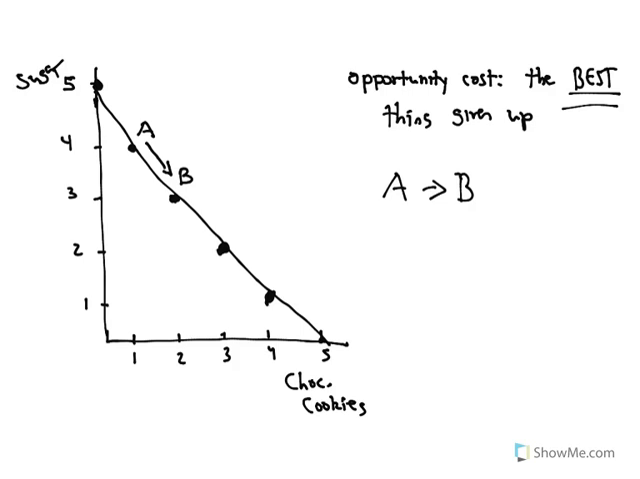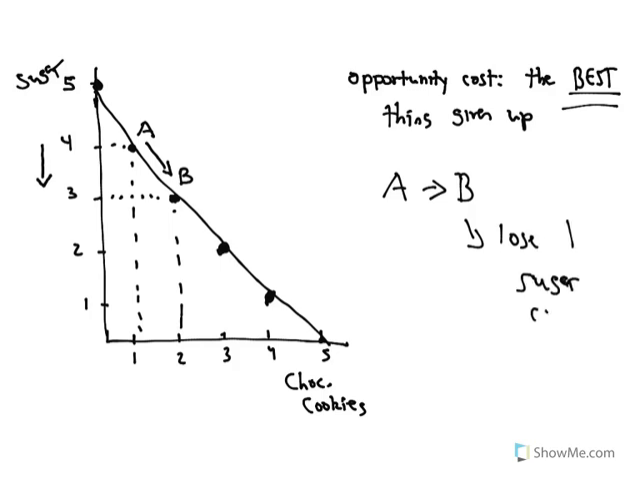So by moving from A to B, what do we give up? Well, we give up a single sugar cookie, because we go from 4 sugar cookies being produced to 3, right? Because we were at, and I'll do the little dots here so you can see this easier, we're going from 4, 1 to 3 and 2. So the opportunity cost of going from A to B, we lose 1 sugar cookie. Okay? And if I asked you, what do you gain? Well, going from A to B, we gain 1 chocolate chip cookie. We go from producing 1 chocolate chip cookie to 2.